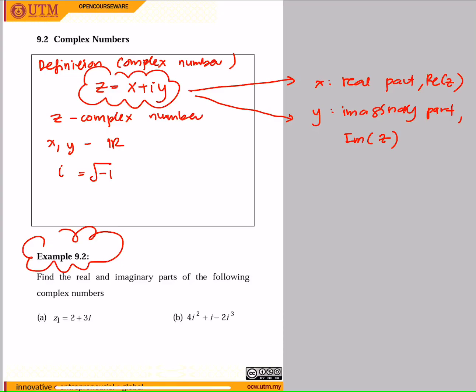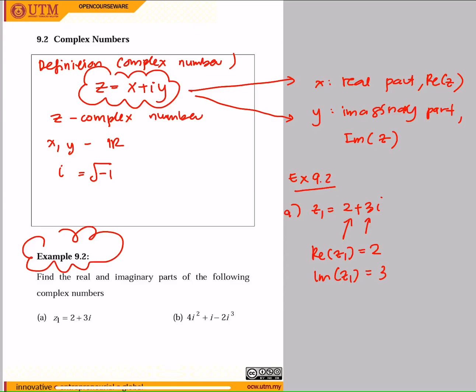If you look at example 9.2, find the real and imaginary parts of the following complex numbers. We have Z1 equals 2 plus 3i. From here, what is the real part? It is 2. Real Z1 is equal to 2. And what is the imaginary part? Imaginary Z1 is equal to 3.